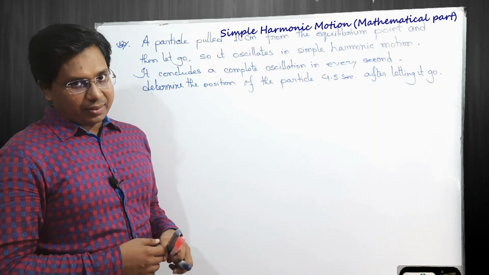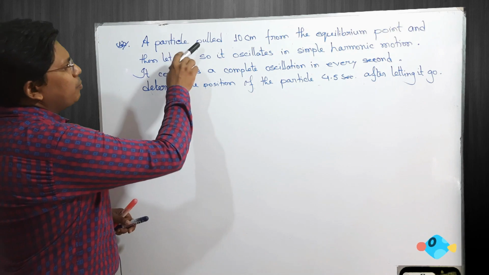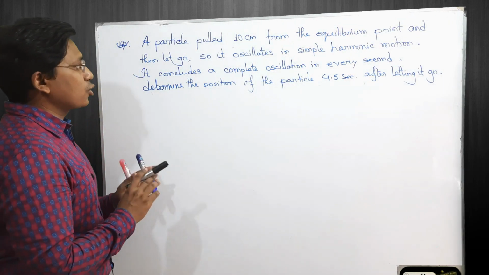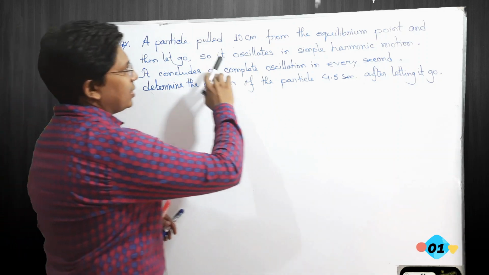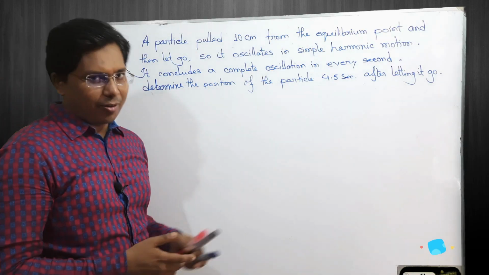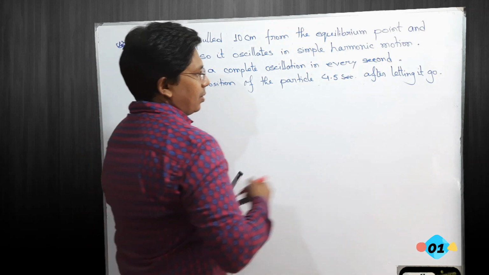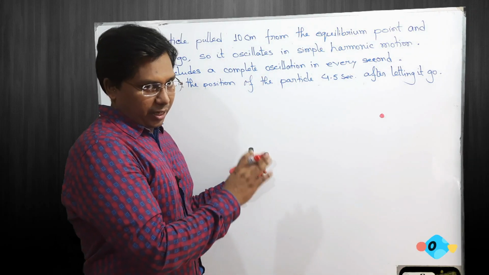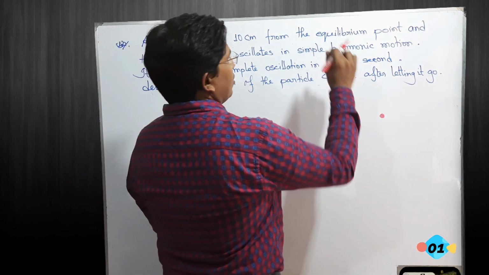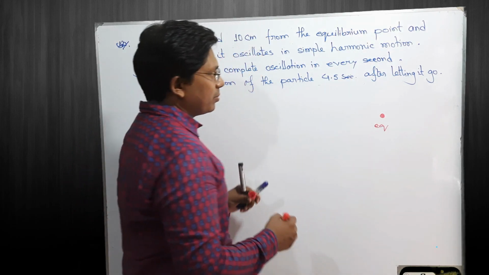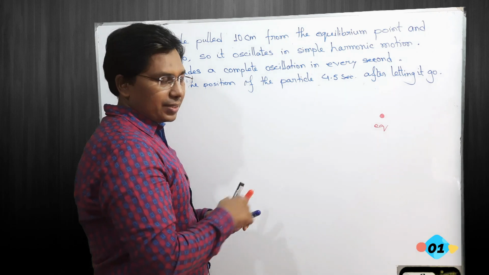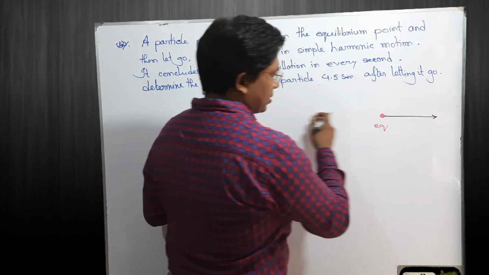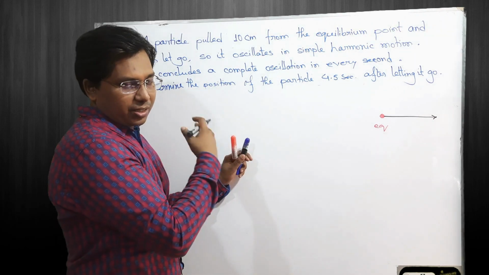Now we start our first math. Here, a particle is pulled 10 cm from the equilibrium position and then let go. So it oscillates in simple harmonic motion. How can we express this? Now, follow this picture. We consider this is our particle, and this is the equilibrium position. When it starts oscillating, it oscillates to the left side and side by side to the right side. Left, right.